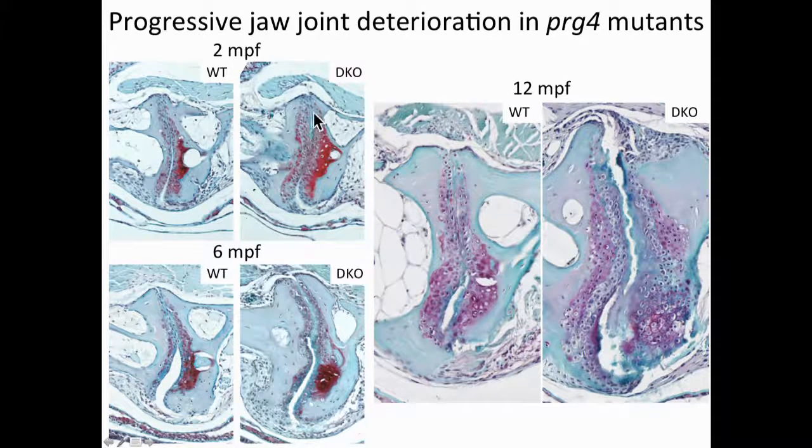So you can see the onset of the disease phenotype starting around 2 months post-fertilization, and this gets progressively worse at 6 months, and then by 12 months post-fertilization, you have excessive matrix production within the joint, synovial hyperplasia, and excessive cartilage proliferation, all features that were seen in the mouse mutants.